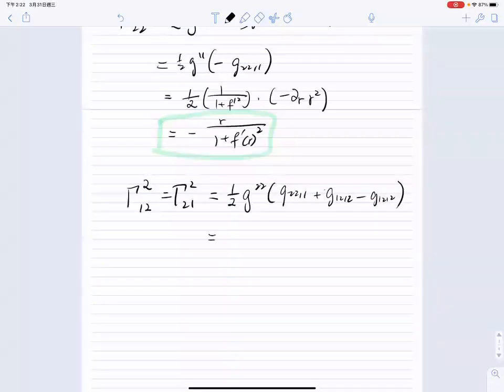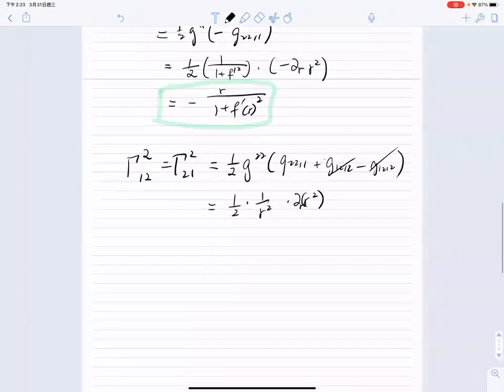Okay, I just do the same mathematics. 1/2 times this guy would be the 1/R square, and times what's left. These two would be 0, and then it would be R square derivatives with respect to R, and finally you can find it. It would be 1/r.